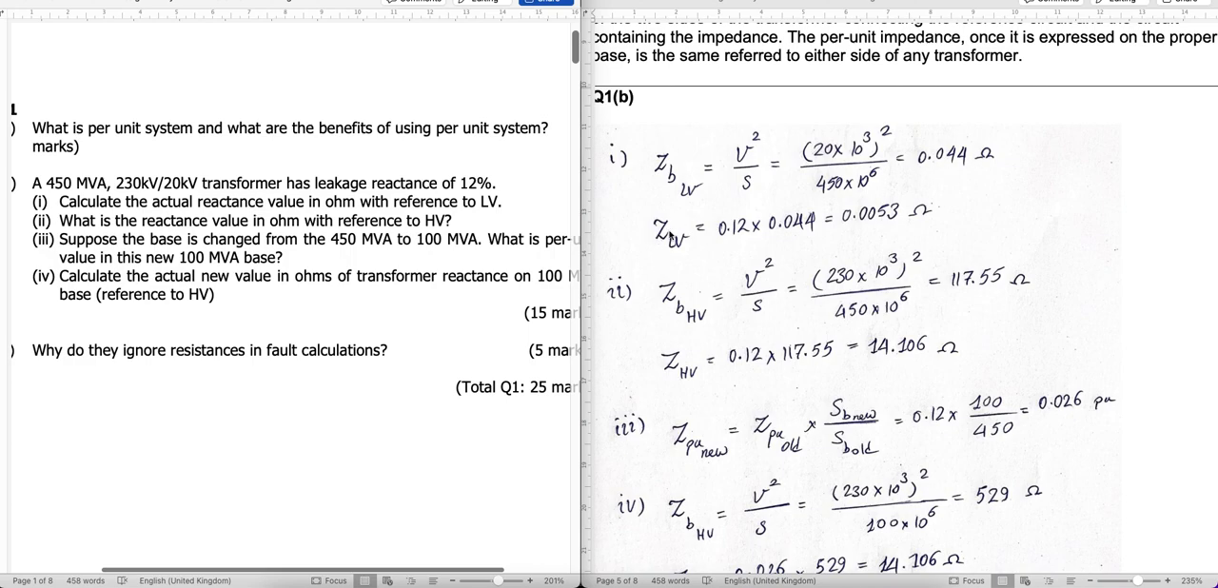Now, the Z low voltage, the actual impedance on the low voltage side, is the multiplication of the per unit impedance by this base impedance. So 12% or 0.12 times 0.044 gives you 0.0053 ohm. So this is the answer to section I. This is the actual or ohmic impedance at the low tension side.